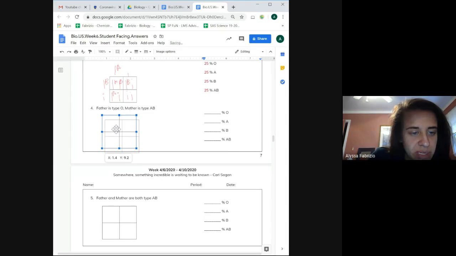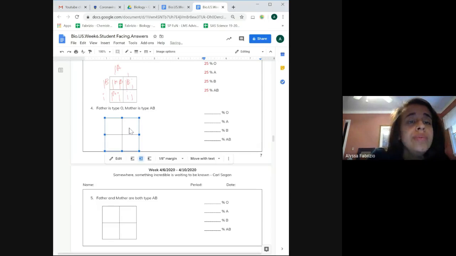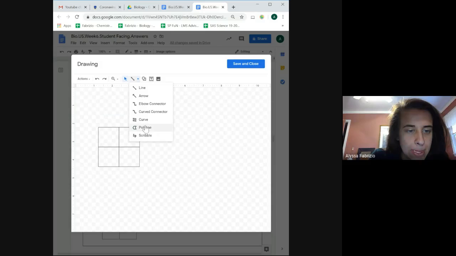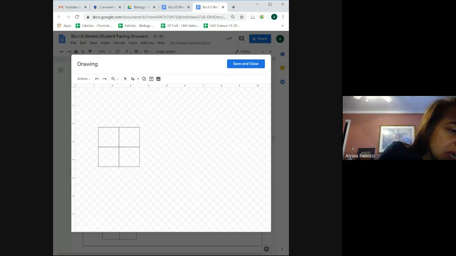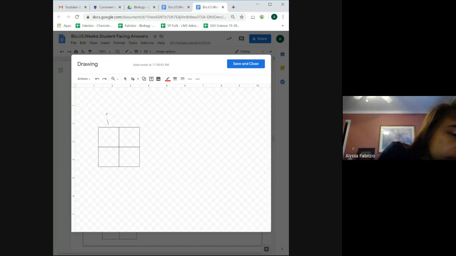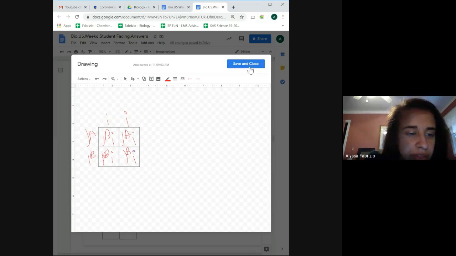Okay, now we have mom has type AB, dad has type O. So we'll do that cross real quick. So dad has type O, so we're going to give him 2 recessive alleles. Mom has AB, so she gets 1 type A dominant, 1 type B dominant. This is atrocious handwriting, and I apologize. Okay. So there you have it.